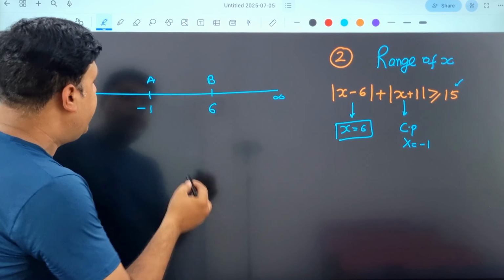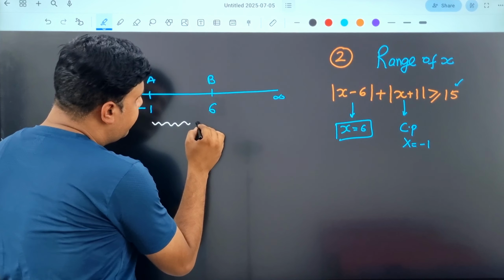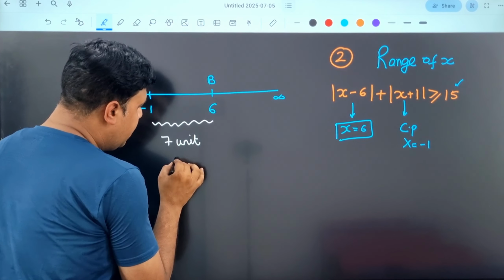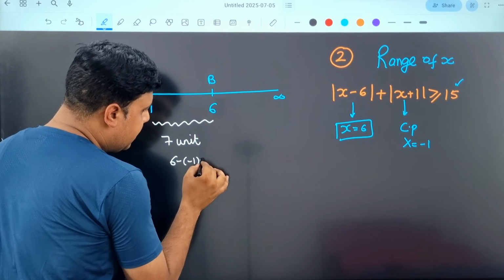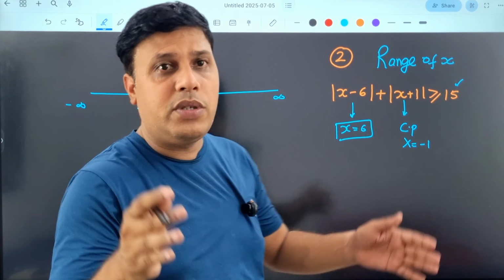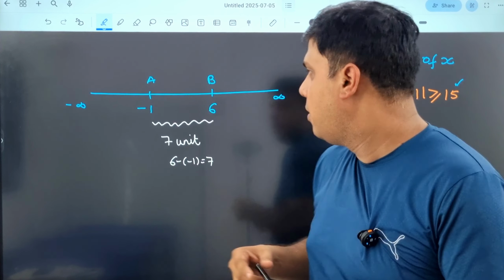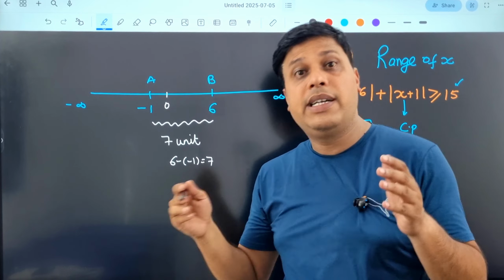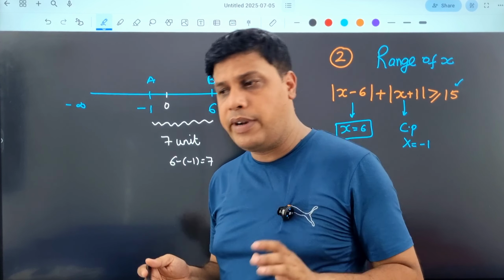Now, okay, what is the initial distance they are having? This distance is 7 unit, because 6 minus -1 is 7. और you can use the basic idea, that is अगर ये origin यहाँ पर है तो इधर 6 और इधर 1, 7. Distance cannot be negative, it has to be positive, right?